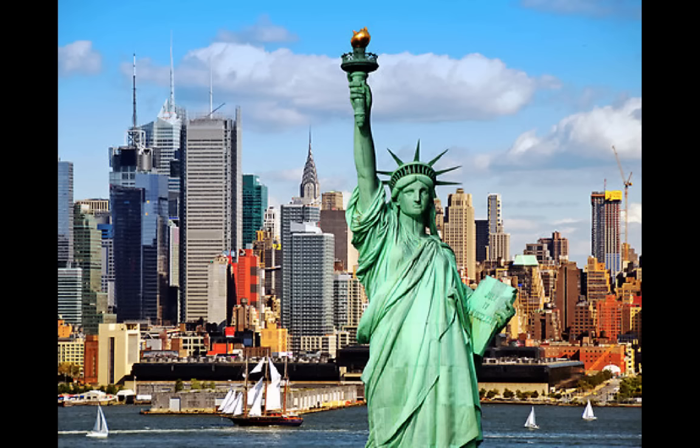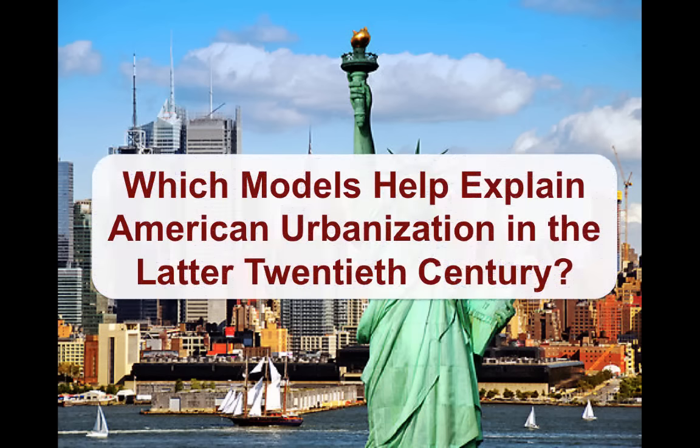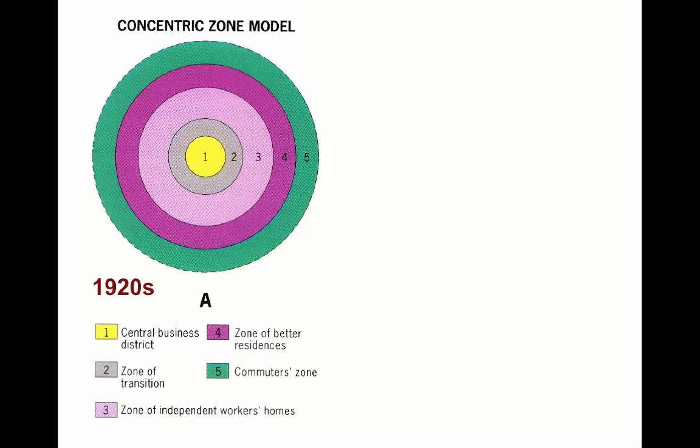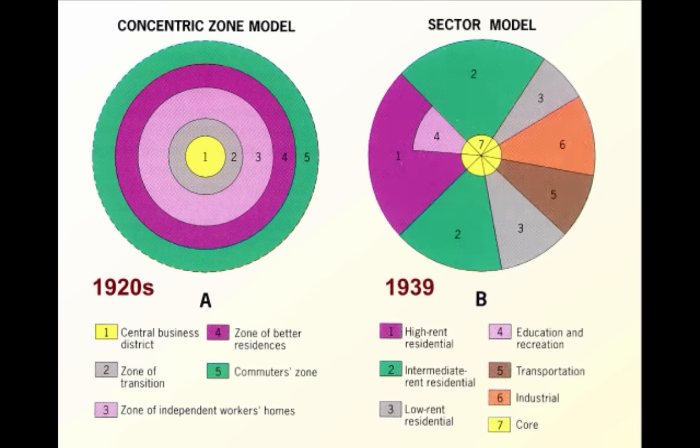In this video, we're going to look at this essential question: which models help explain American urbanization in the latter 20th century? Let's continue our investigation of urban models by doing a quick recap. First of all, looking at the Burgess Concentric Zone model, which was developed in the 1920s off of Chicago. And then, of course, later on with the sector model by Homer Hoyt in 1939, with the advent of the electric trolley. And as time and technology changed, so did the complexity of the cities.